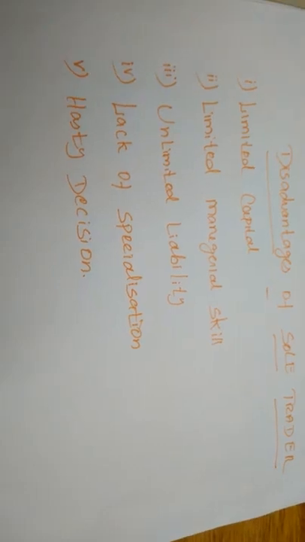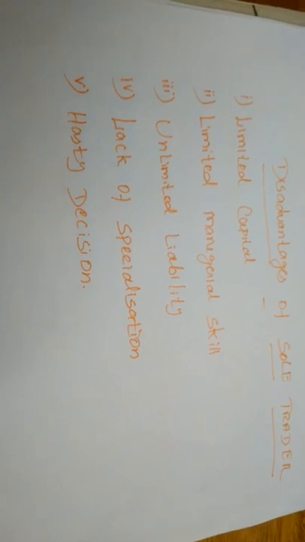The last one is hasty decision. Hasty decisions mean wrong decisions. When there is a single person, sometimes he will take wrong decisions about business activities. In a partnership organization, five or more people will be there and different people will give different suggestions to solve problems. But here it is not like that. The individual person alone has to take all the decisions and think of all the ideas for improving or solving the problems of the business activities.